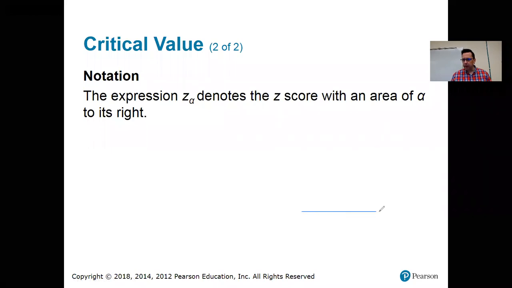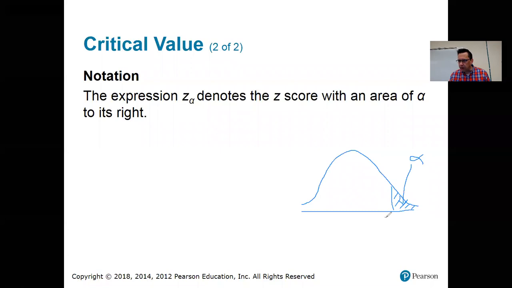So here is my normal curve. Not too bad. So let's say that this area here is alpha. Alpha is some small number like 0.1 or 0.05. The z-score that separates that area is called z sub alpha. And you're going to see an example of that coming right up.